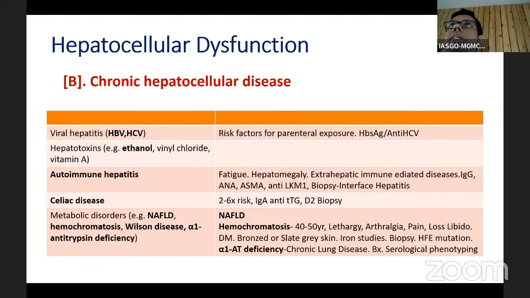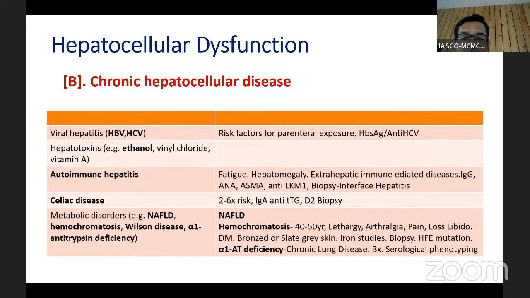The new disease that is emerging both in our setting and in the West is NASH-related CLD, associated with NAFLD. Autoimmune hepatitis: the most common symptom is fatigue, and the most common sign is hepatomegaly. It can be diagnosed serologically with increased IgG, ANA, SMA, and LKM1. Biopsies often suggest interface hepatitis. Celiac disease increases the risk of CLD.